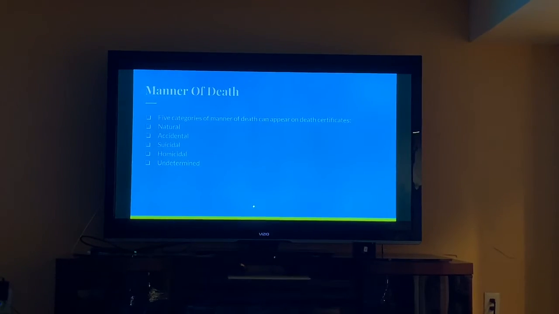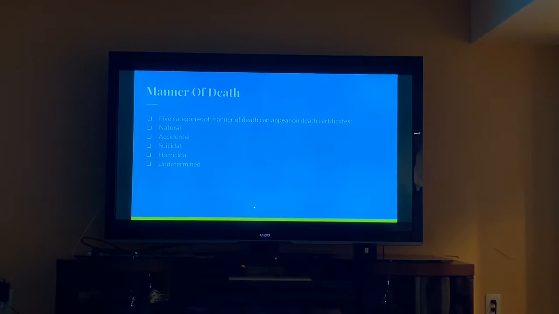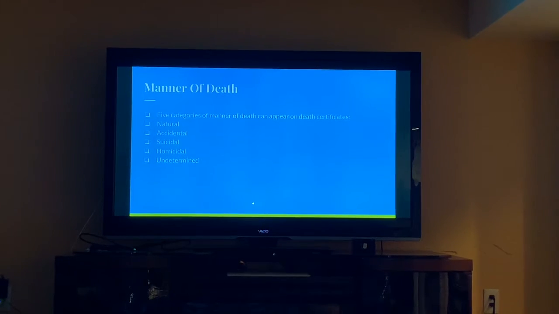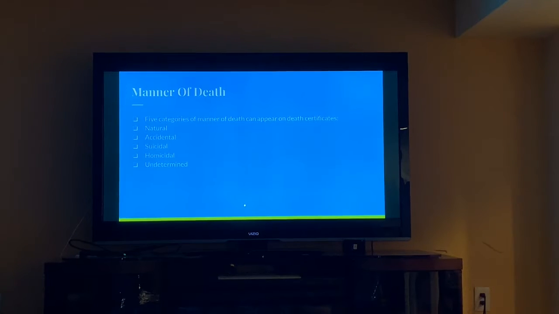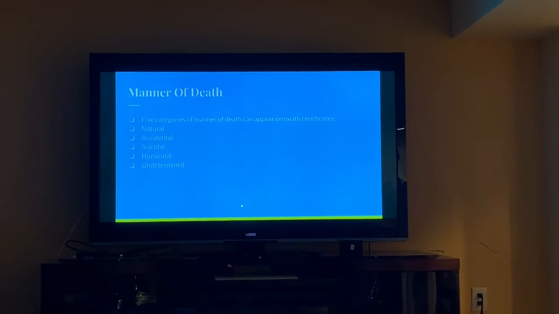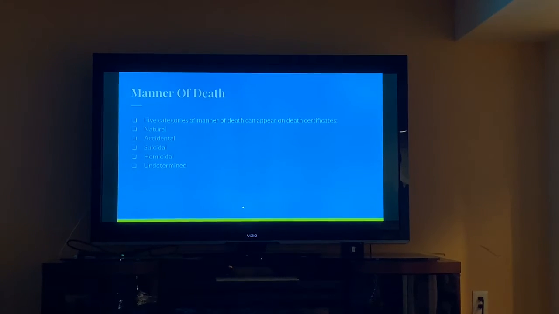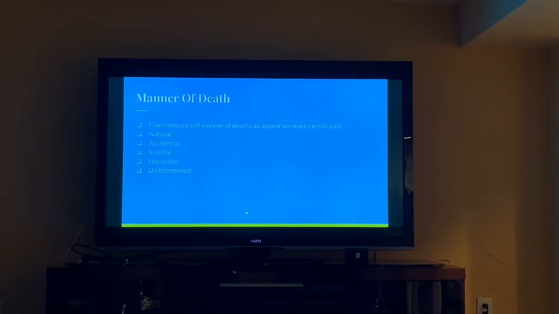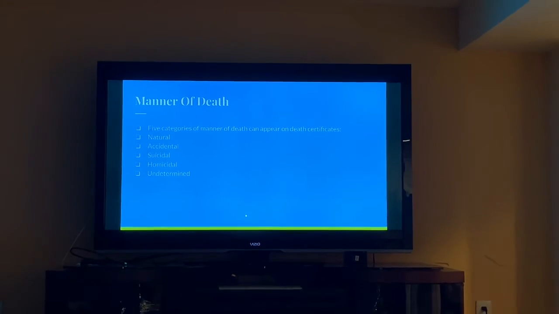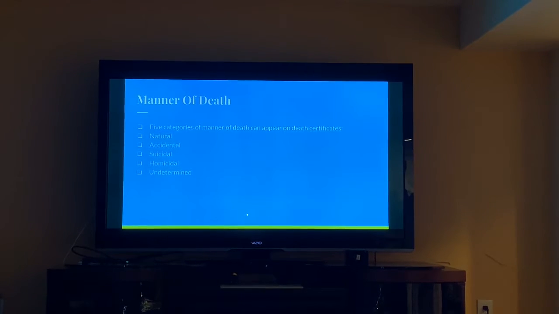As you saw on the last slide, we also talked about manner of death, as we see here, which of course means by which they died. 5 categories of manner of death can appear on death certificates: natural, accidental, suicidal, homicidal, and undetermined.